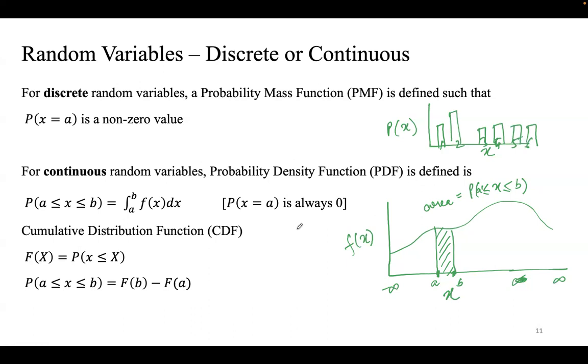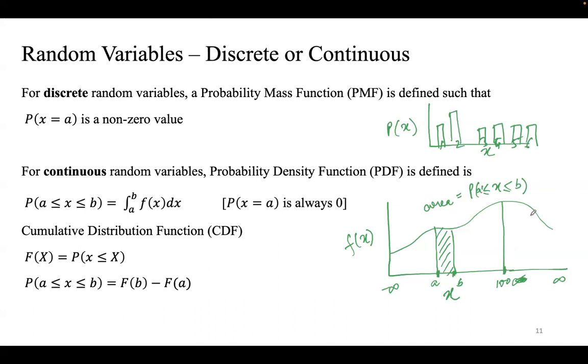But in case of a probability density function, since you're taking an integration, let's say I want to find the probability of x being 100. 100 is just a single line, right? The integration of a line is 0. There's no area covered in that line. If it's between 100 and 101, then you have an area, right? So for a continuous random distribution, the probability at a particular value is 0.